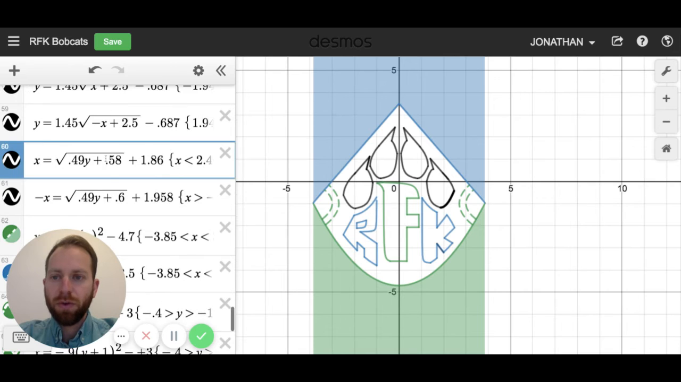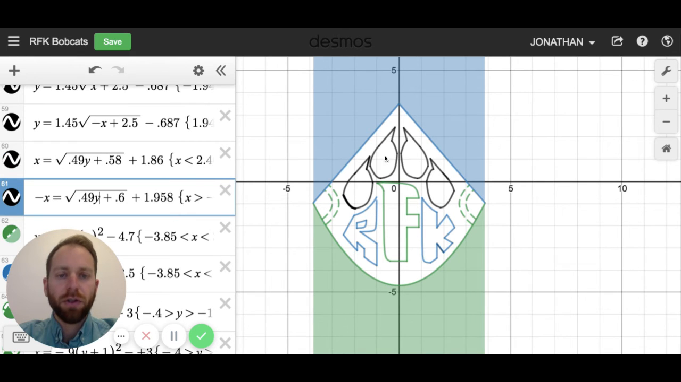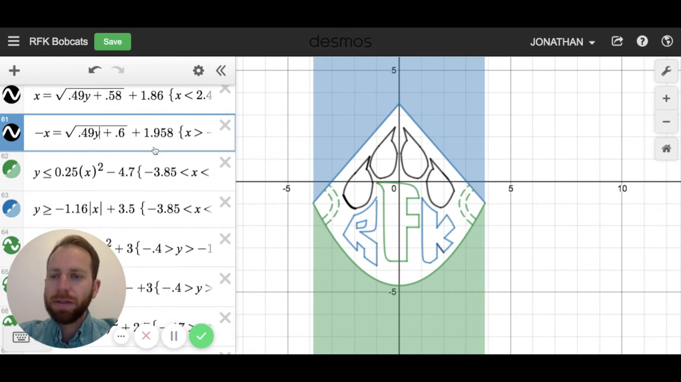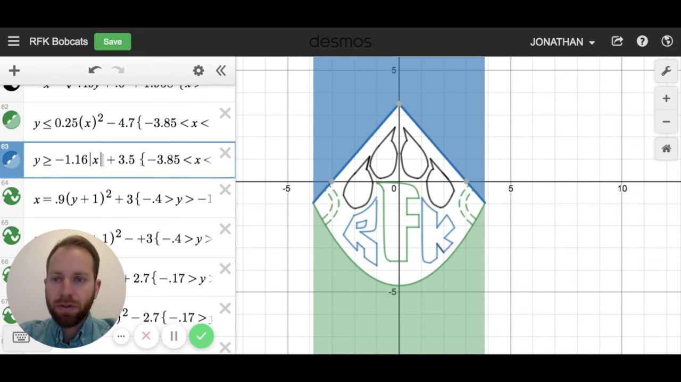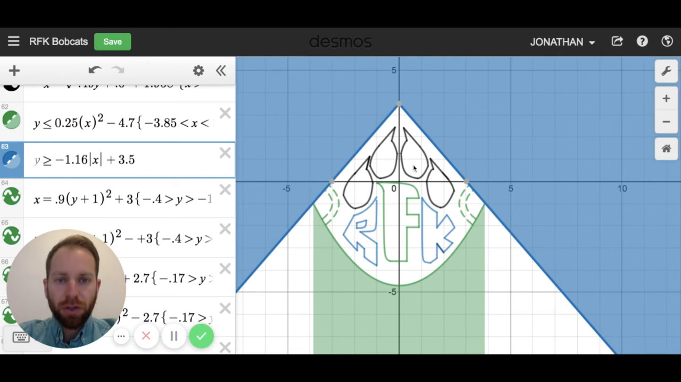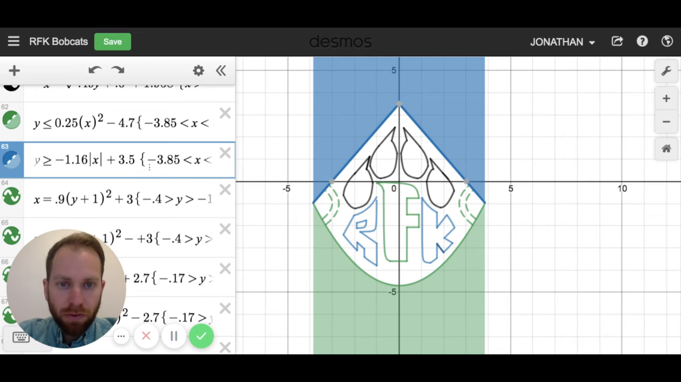So I have some more radical functions or square root functions. And here are some absolute value functions. So here you can see that I use this absolute value function in order to make this top part of the RFK logo. And this is just something I added because I thought that it added a good aesthetic or a good look.